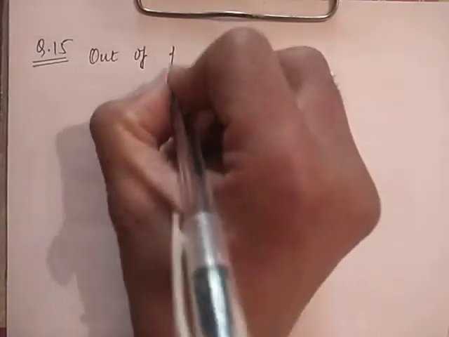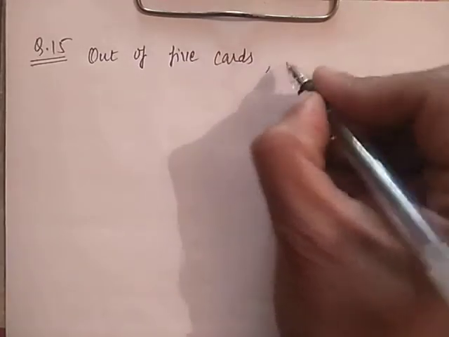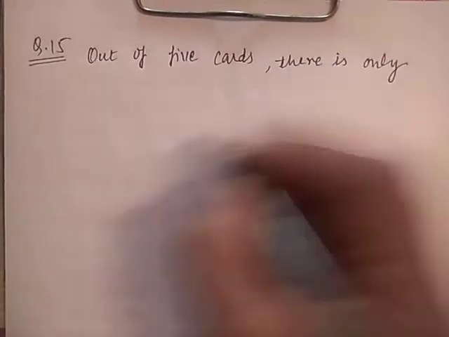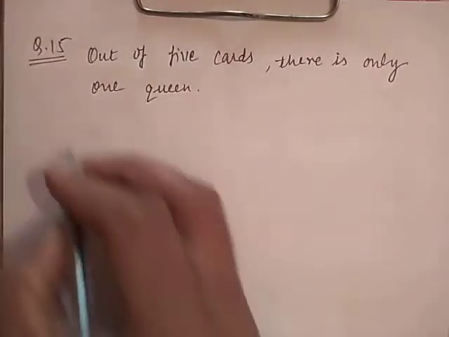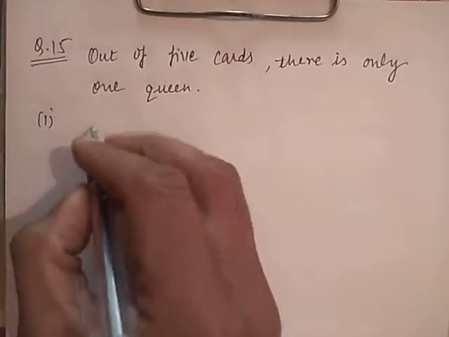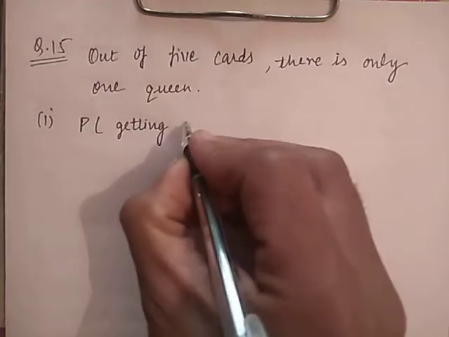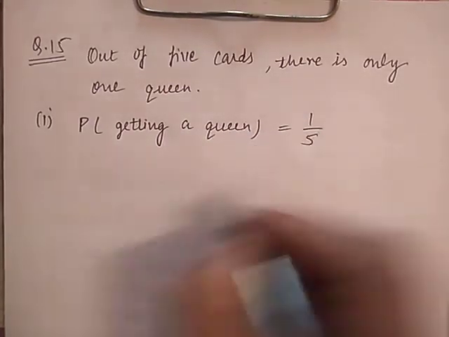Okay, so out of 5 cards there is only one queen. Out of 5 cards, there is only how many queens? There is only one queen. So what is the first probability, of getting a queen? Probability of getting a queen is equal to 1 upon 5.